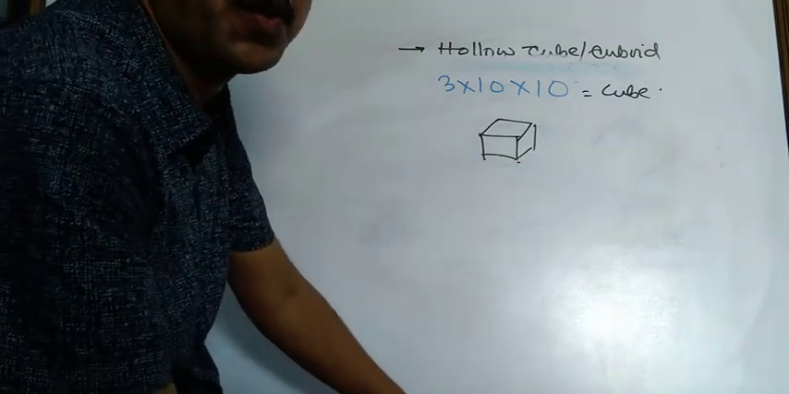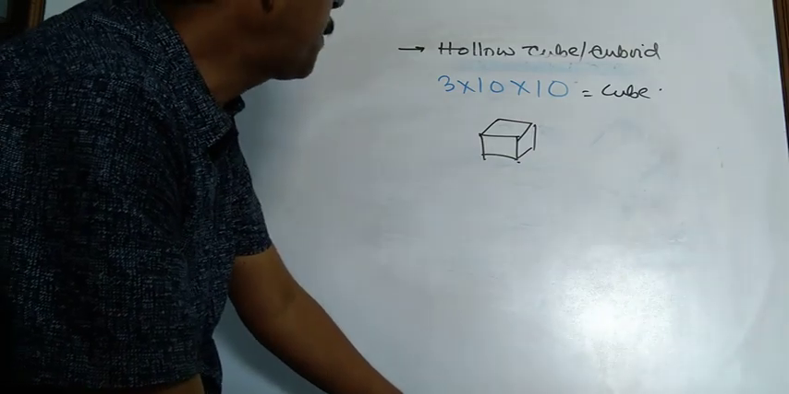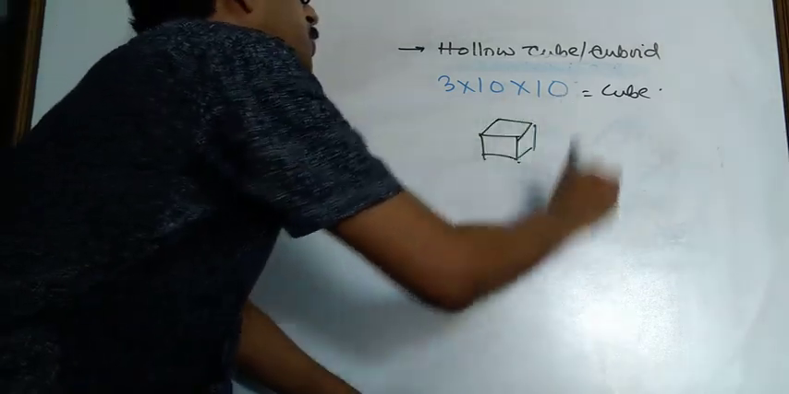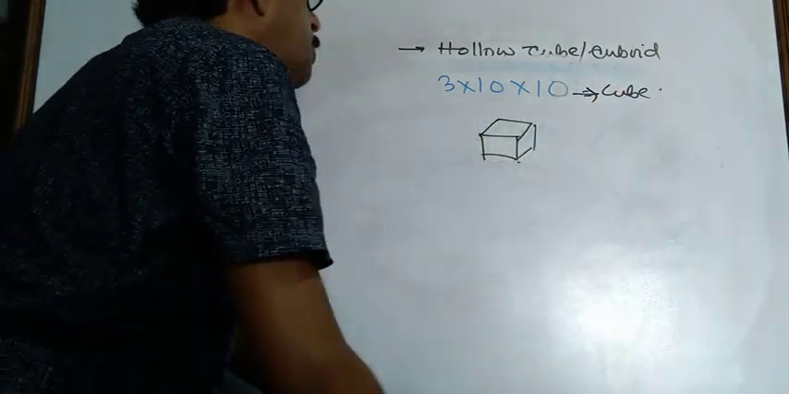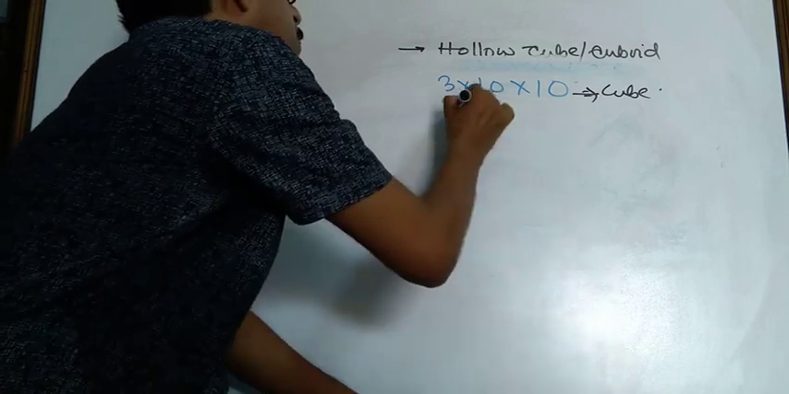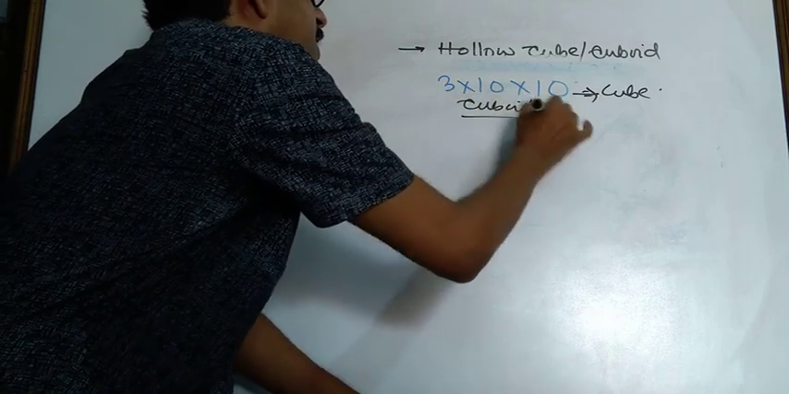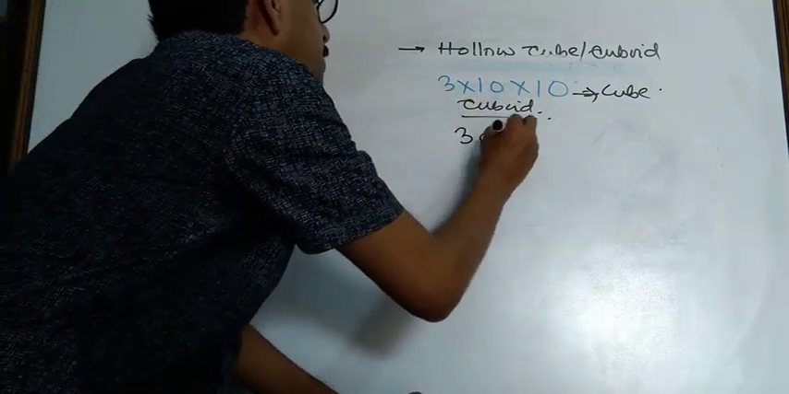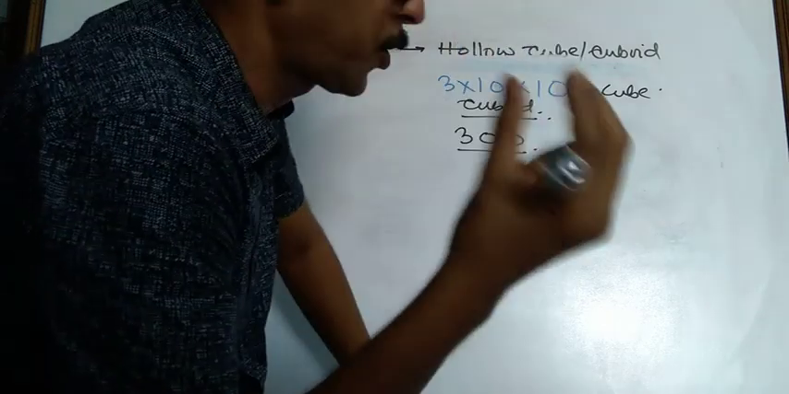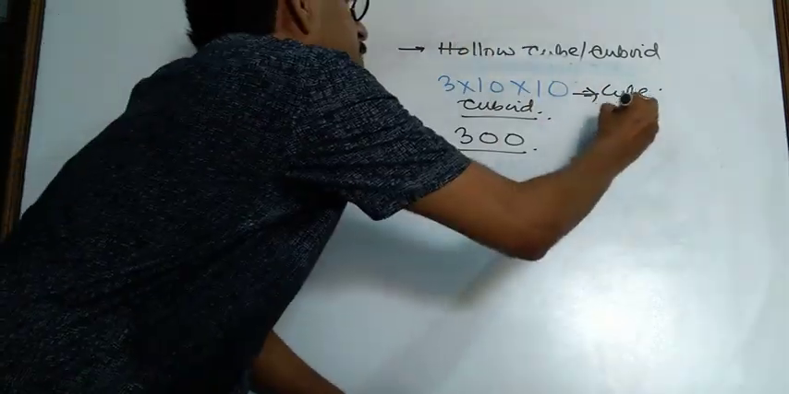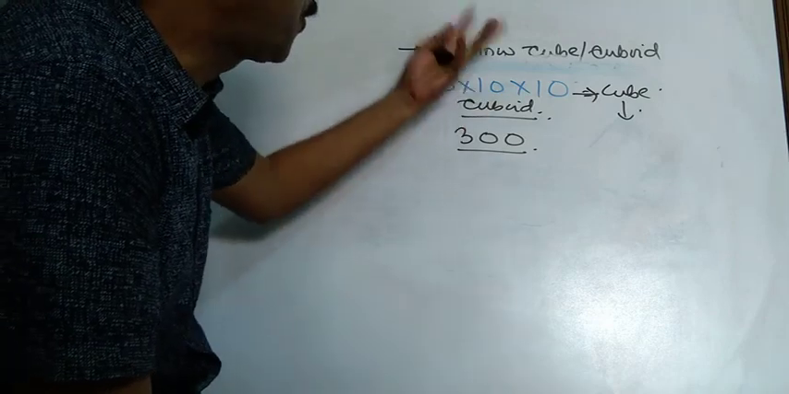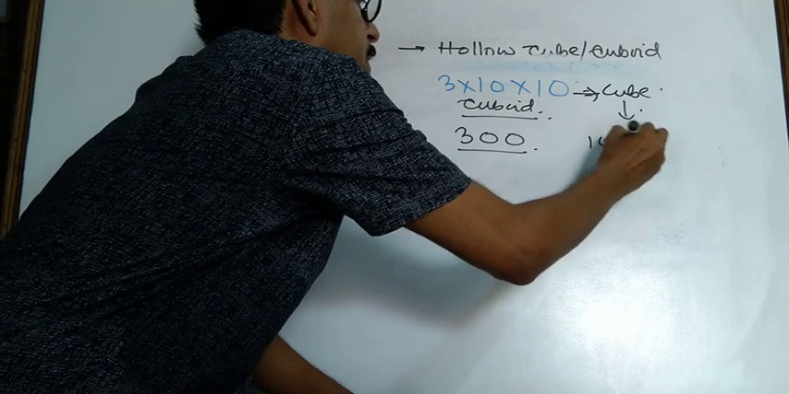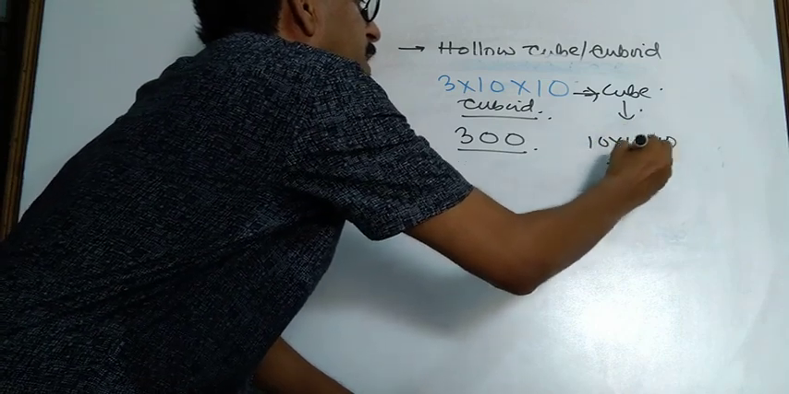Minimum number of small cubes required to convert this into a cube. So this has to be converted from cuboid into a cube. Now how many are there in this cuboid? If solid, the total number of small cubes required is 300. And if you want to convert this into a cube, then the size has to be 10 into 10 into 10, which is 1000.